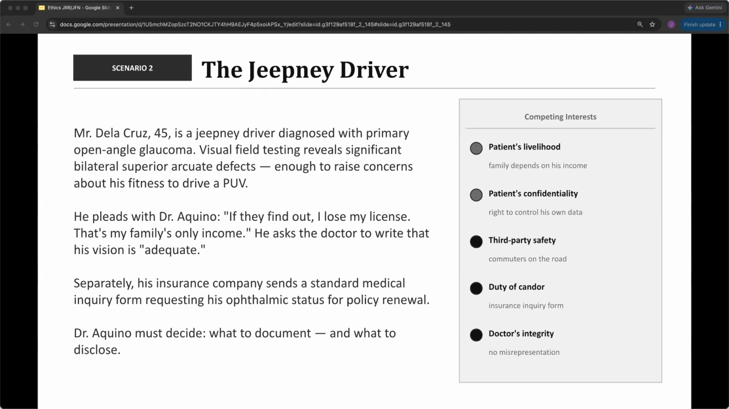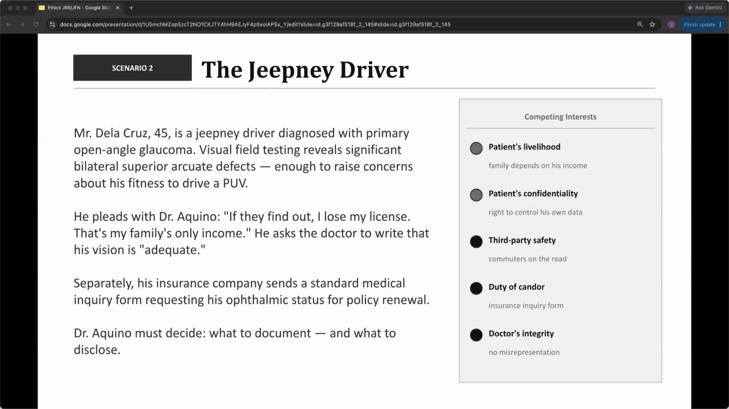Unlike the first scenario, this issue is not an obvious breach of confidentiality. Instead, it involves a conflict between several legitimate obligations. We have Mr. De La Cruz, a 45-year-old jeepney driver who has been diagnosed with primary open-angle glaucoma. Visual field testing shows significant bilateral superior arcuate defects, raising concerns about his ability to safely operate a public utility vehicle. He tells the doctor that driving is his family's only source of income and asks her to certify that his vision is adequate so he can keep his license.